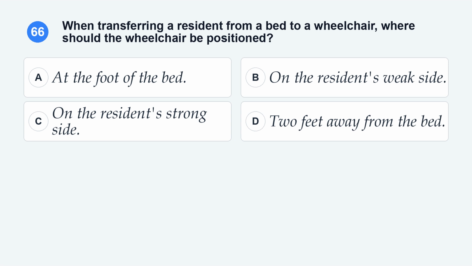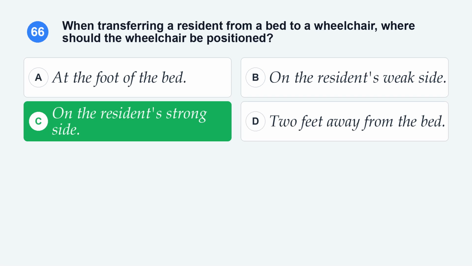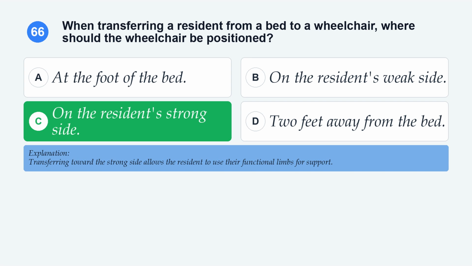Option A, at the foot of the bed. Option B, on the resident's weak side. Option C, on the resident's strong side. Option D, 2 feet away from the bed. The correct answer is option C, on the resident's strong side. Explanation. Transferring toward the strong side allows the resident to use their functional limbs for support.